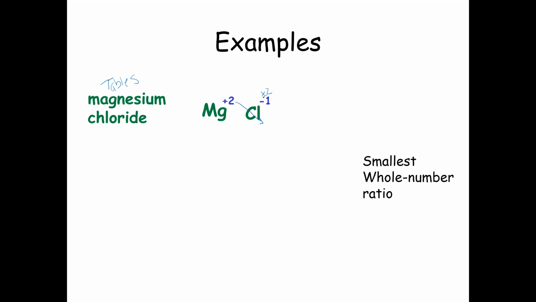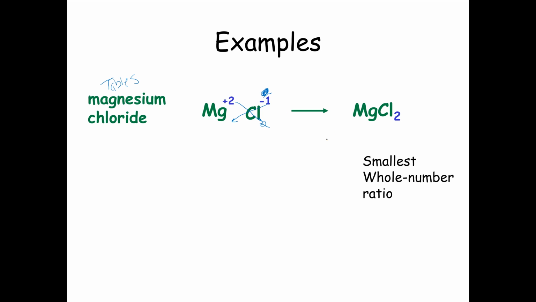And I'm going to take, let me just scribble that out for now. And then this 1 is going to go down here. So I need 2 chlorines to balance out that magnesium. So then this is going to become magnesium chloride. Notice I didn't write the 1 or the negatives or positives.